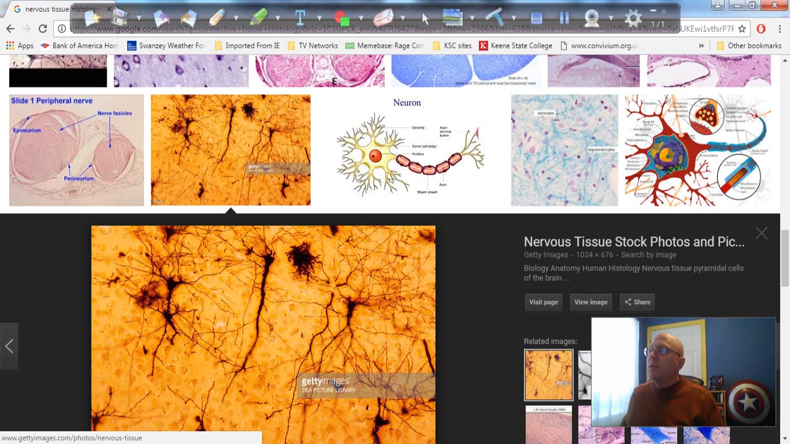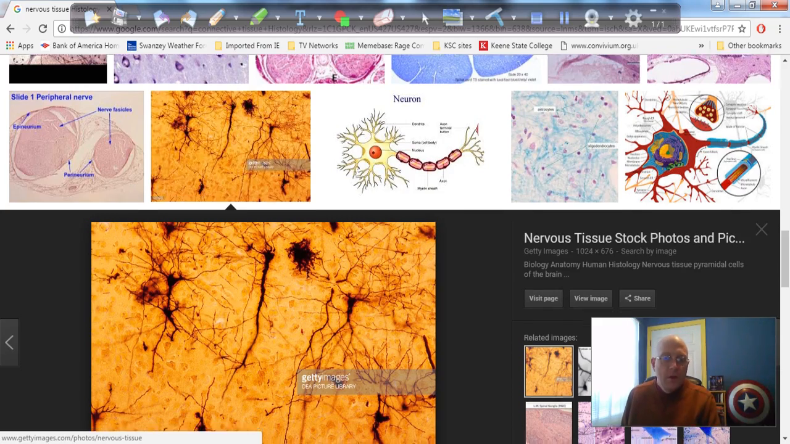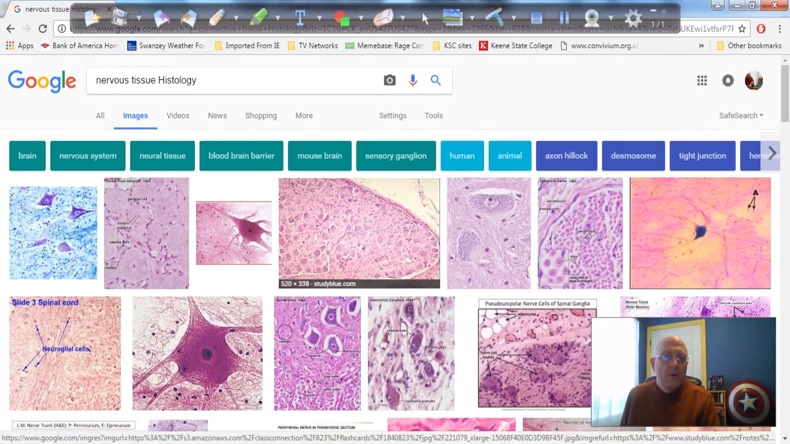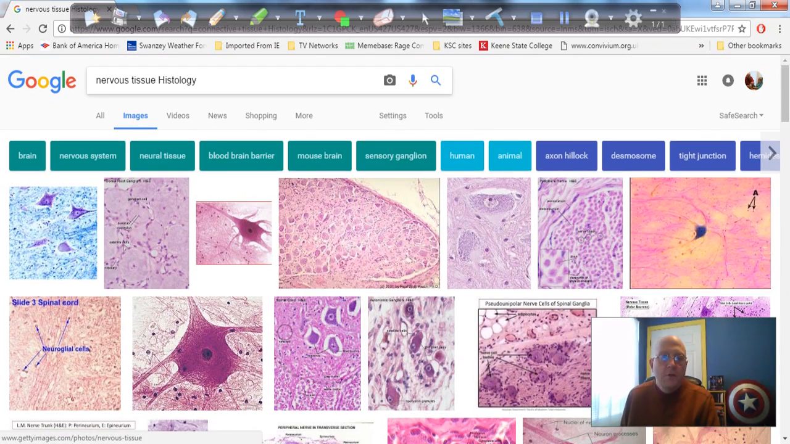All right? And what that leaves now is muscle tissue. So let's see, jump back up. Nervous system, neural tissue, muscle tissue histology.